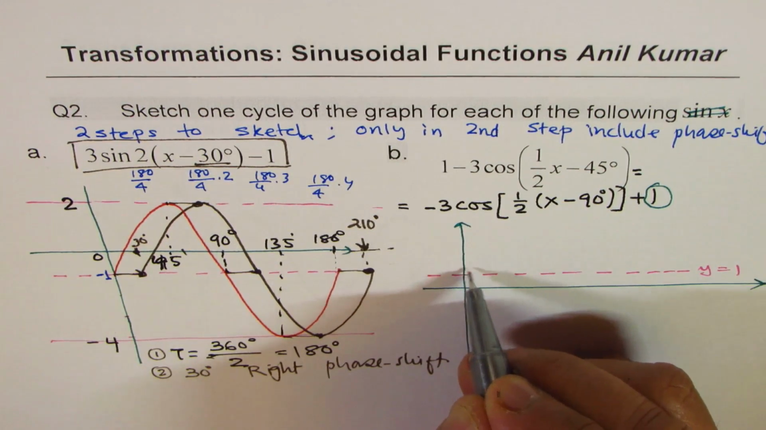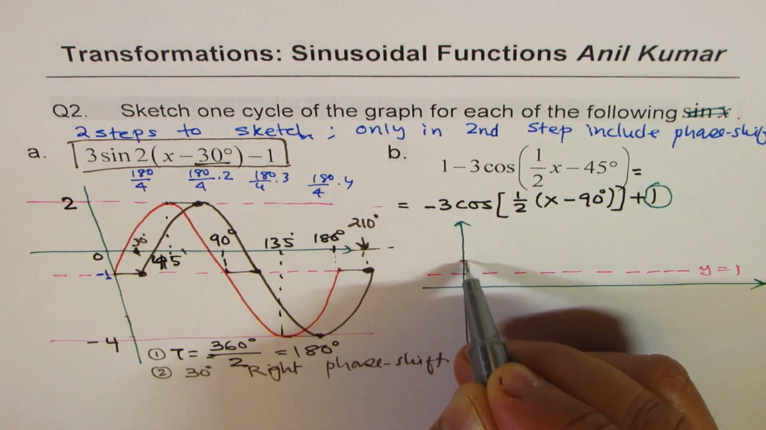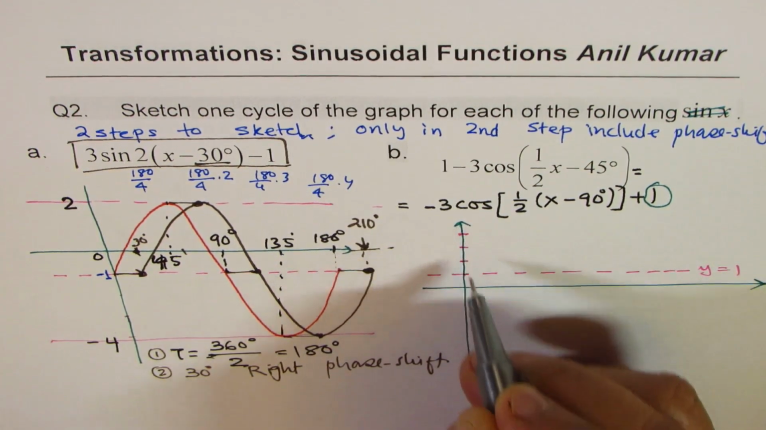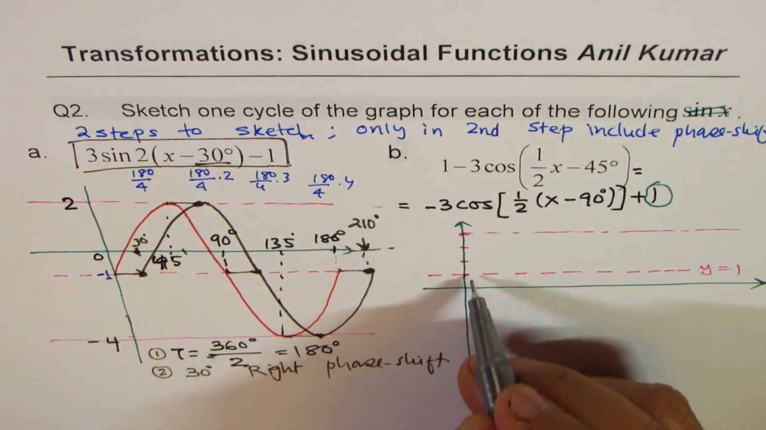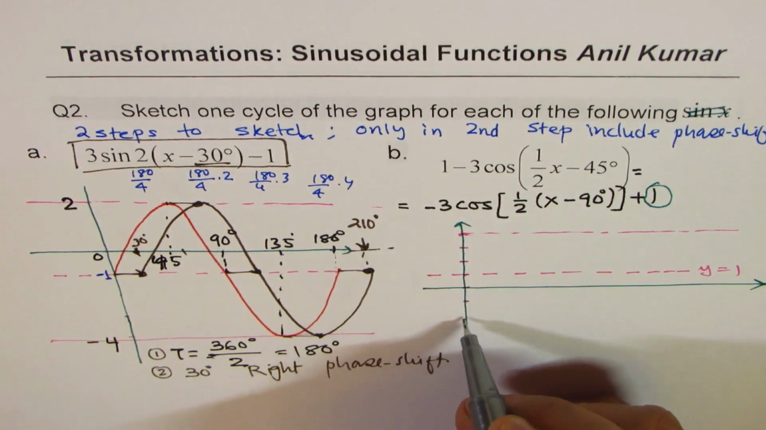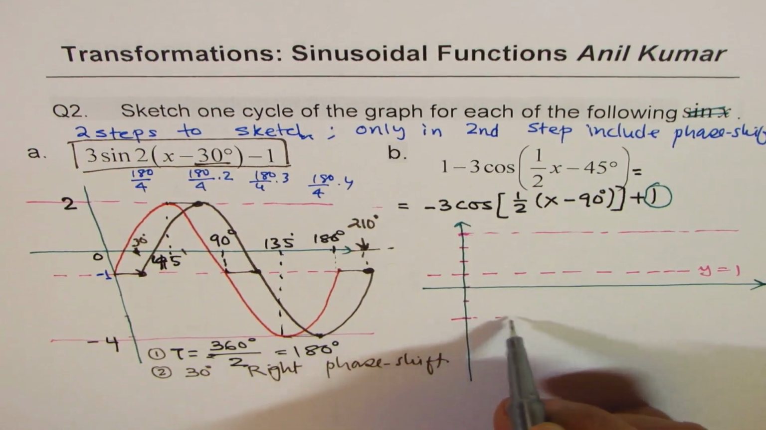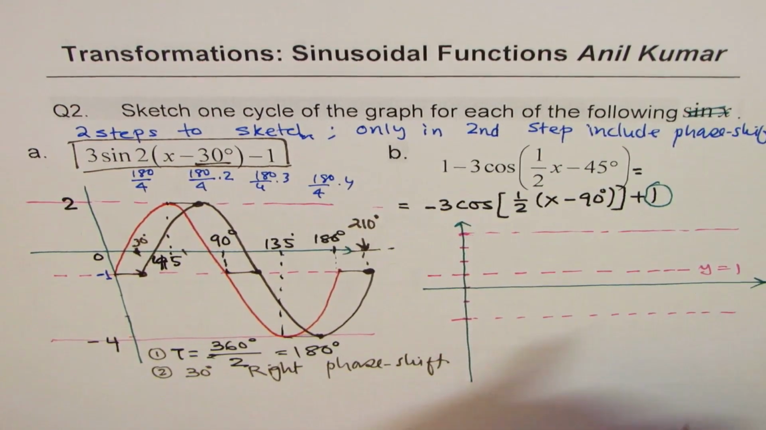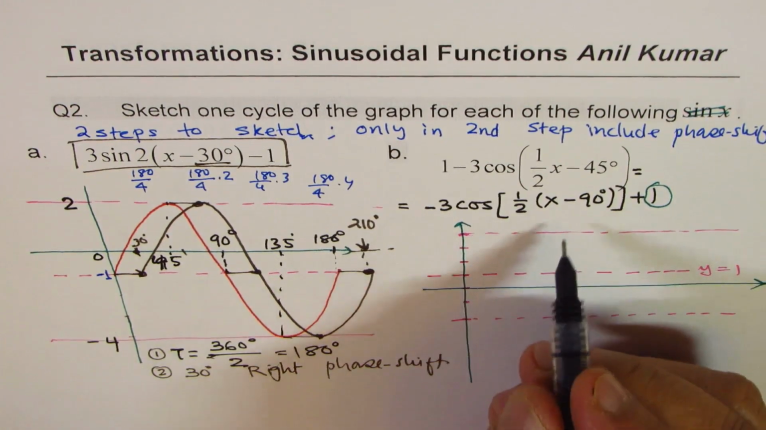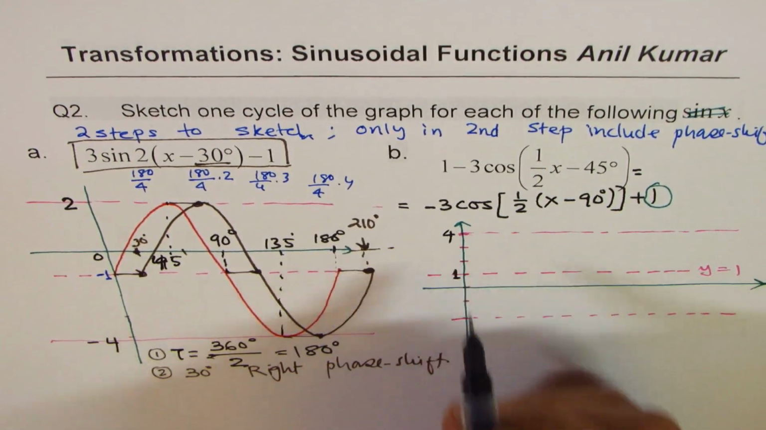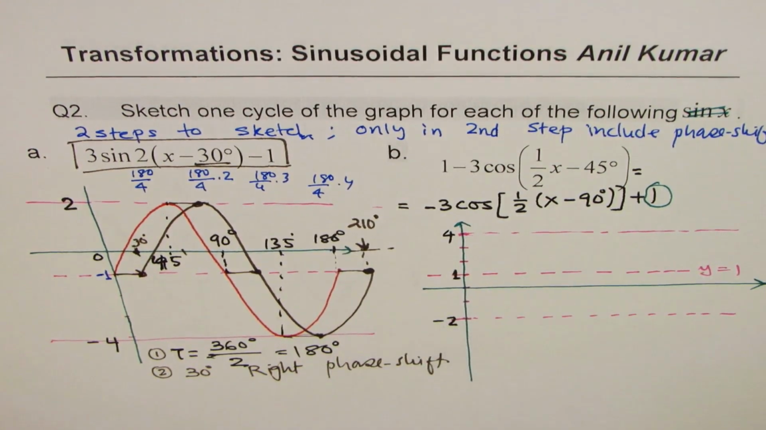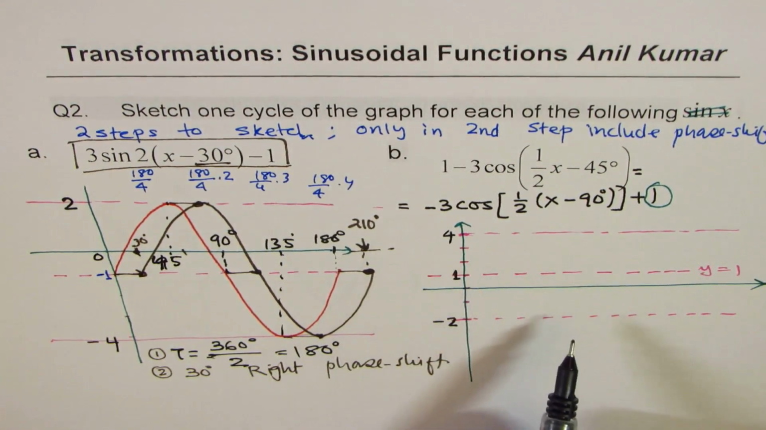So we go 3 more from here. So this is 1. So we go 1, 2, and 3. So that becomes the maximum. That is the maximum for us. Similarly, 1, 2, 3. That becomes the minimum for us. Is that okay? So this maximum is at 1, right? This is at 4. And this one is at minus 2. Our wave is within this.